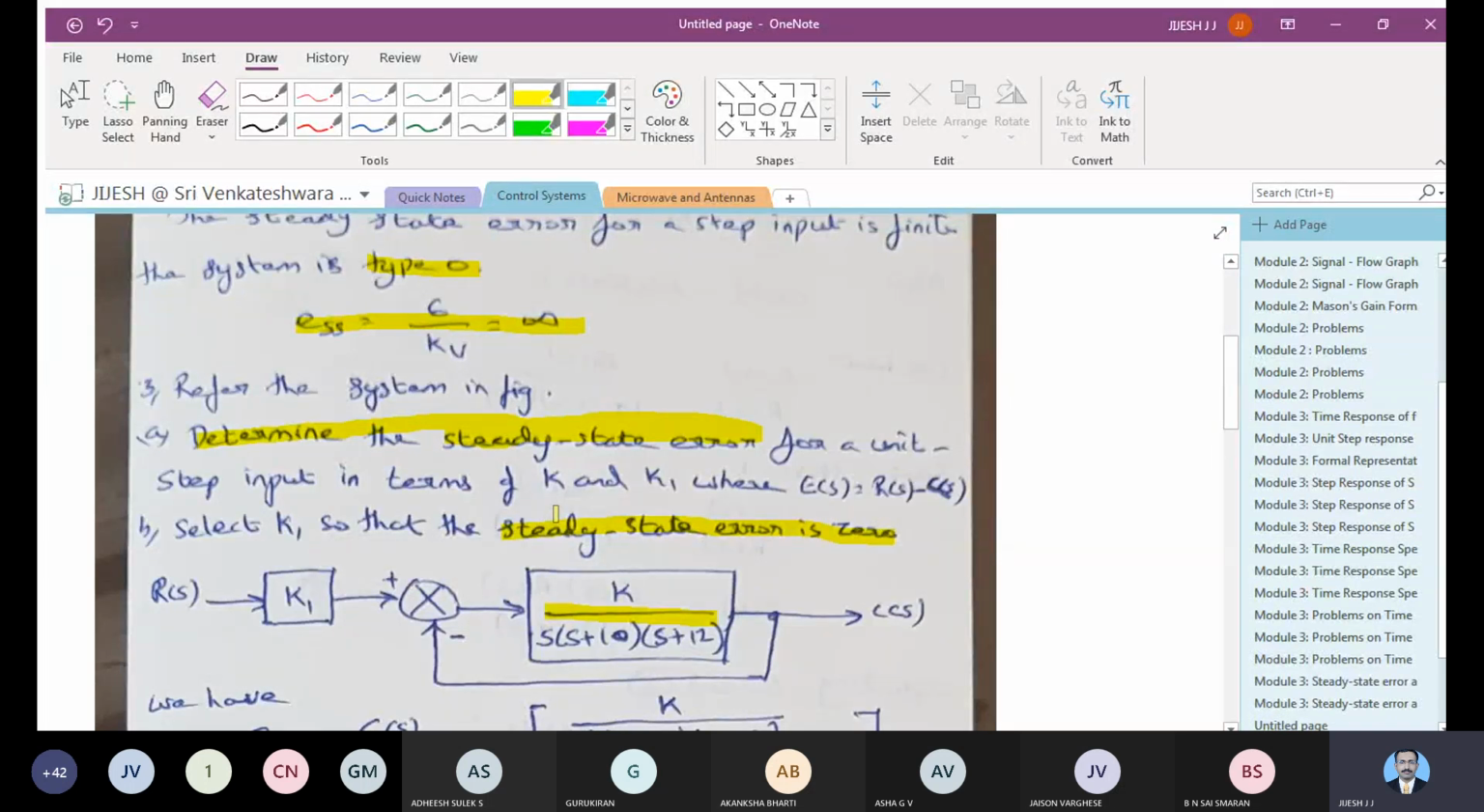Whatever error I have told you, the system will have some error, and you can reduce the error, but you will not be able to completely nullify it. So by introducing this, what value of K1 should you give so that the entire error can be minimized to 0? This is what the problem defines for you, and here they have also told that E of S is equal to R of S minus C of S. Let us see how to go ahead with this problem.